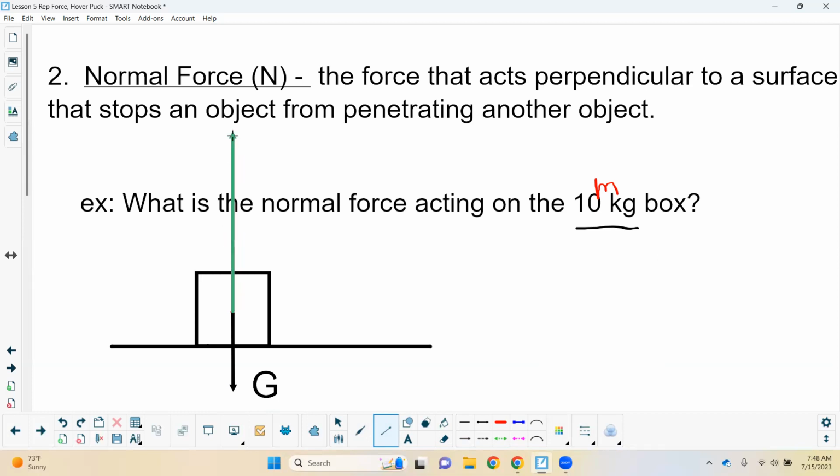Now, if the normal force was really big, and that green arrow is obviously bigger than the black arrow, what would happen? It wouldn't behave the way that we would want it to, and this box would accelerate upward. If the green arrow was too small and it was going up, then that wouldn't work either, because it isn't canceling out that whole gravity force.